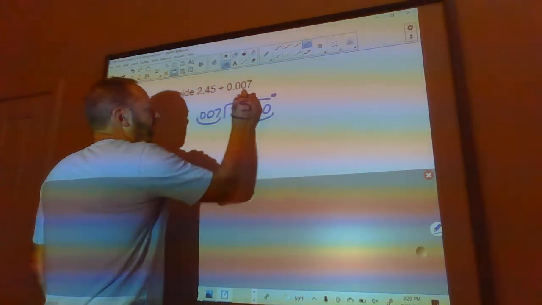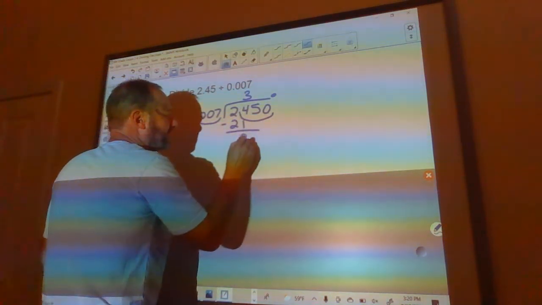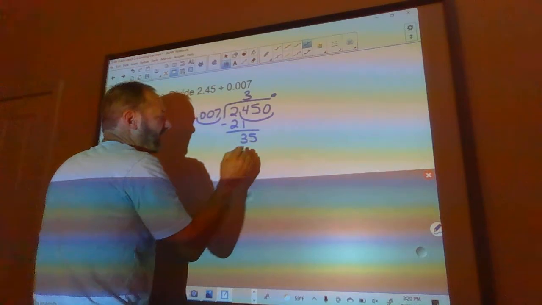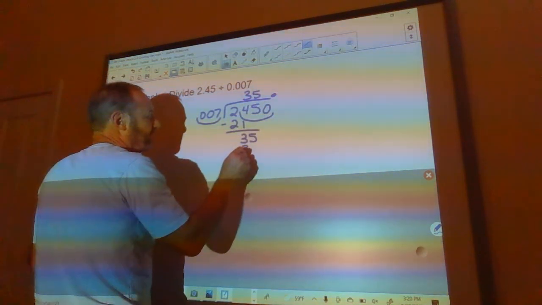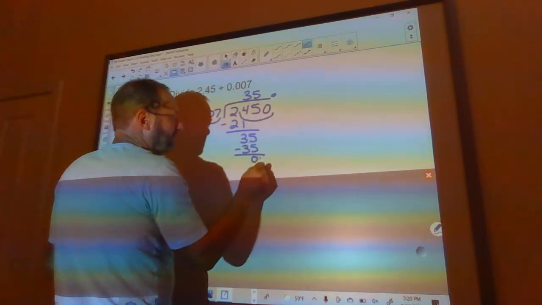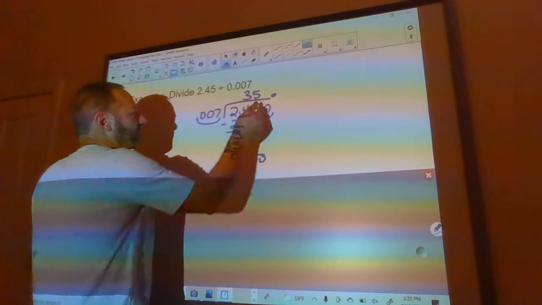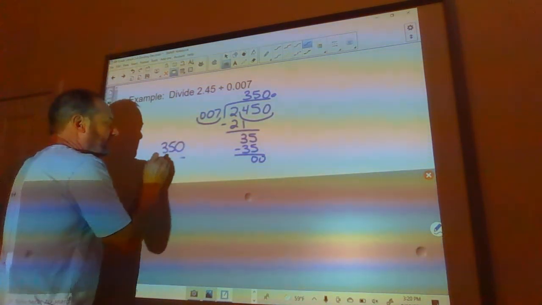7 will go into 24 3 times. 3 times 7 is 21. Subtract, that leaves 3. Drop down my 5. 7 will go into 35 5 times. 5 times 7 is 35. Now this terminated, so I drop down my 0. 7 will go into 0 0 times. So this is going to be 350.